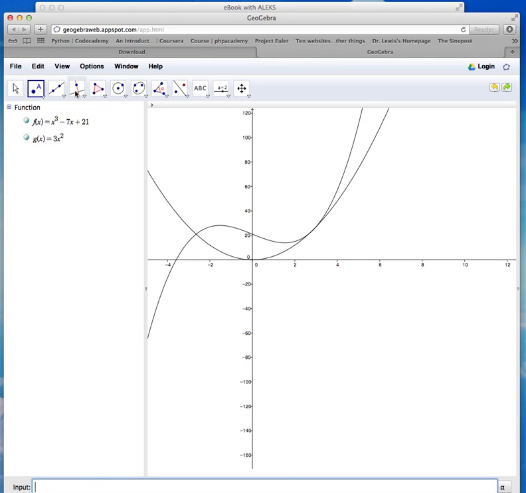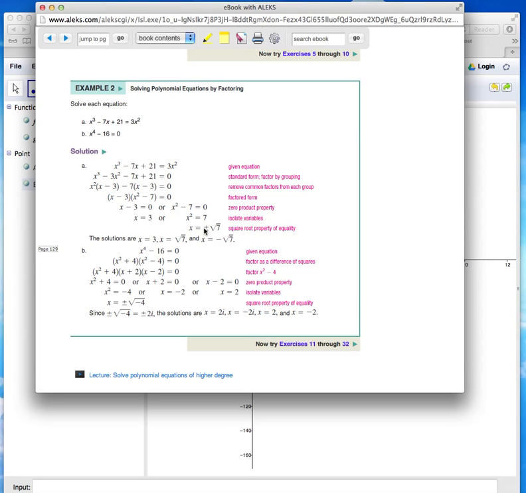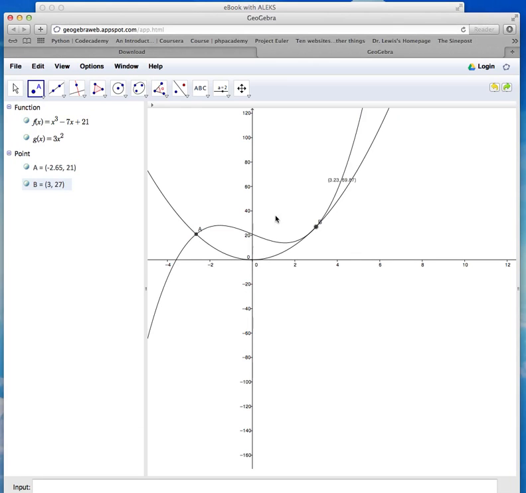There. So it looks like they have an intersection here, and they have an intersection here. So the real solutions are negative 2.65 and 3. Go back here and plus and minus the square root of 7 and 3. So why plus and minus the square root of 7? So there's a, oh, because it crosses.